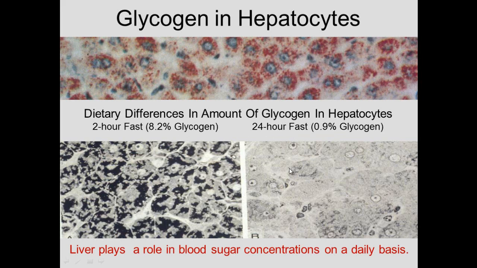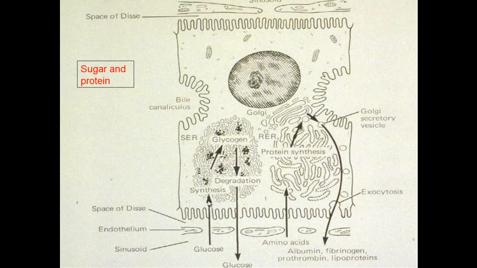And so this illustrates that the liver plays a role in the blood sugar concentration on a daily basis. If you don't have sugar intake from the digestive tract, it can make up for that temporarily during the day's time. Sugar and protein. Here glucose comes in, is stored as glycogen, and then is broken down, degraded to glucose again. And then you also have amino acids coming in. They make proteins, and the proteins could be albumin, fibrinogen, prothrombin, lipoproteins that are produced there.